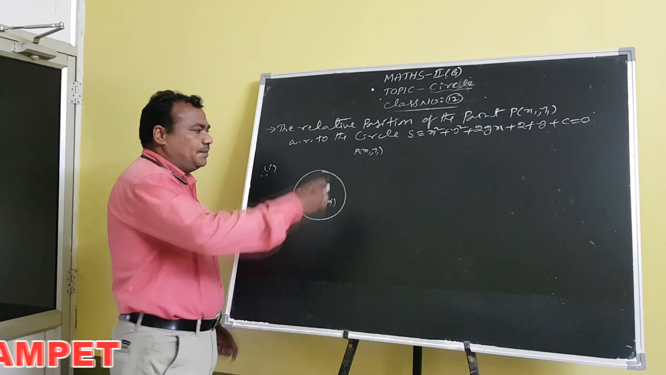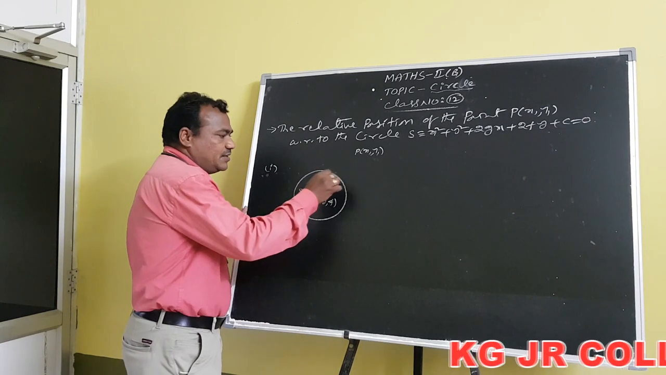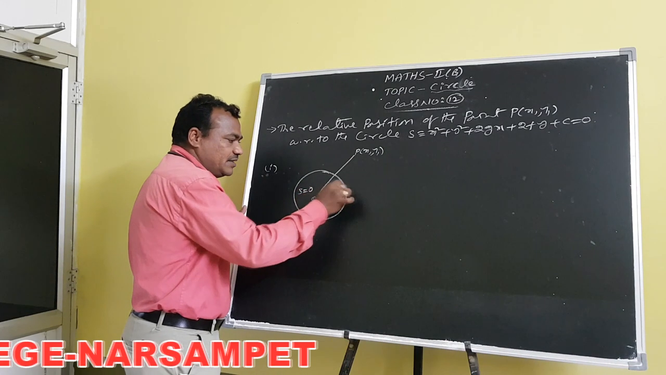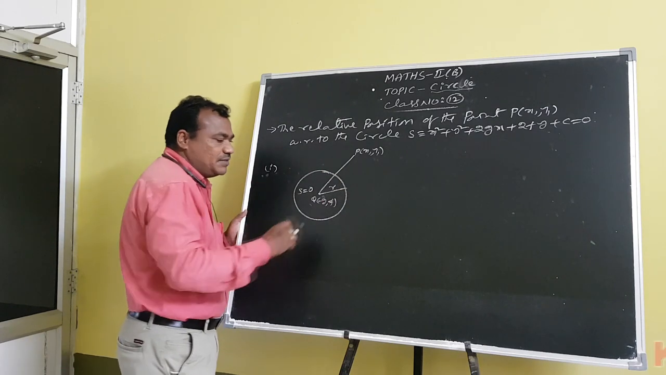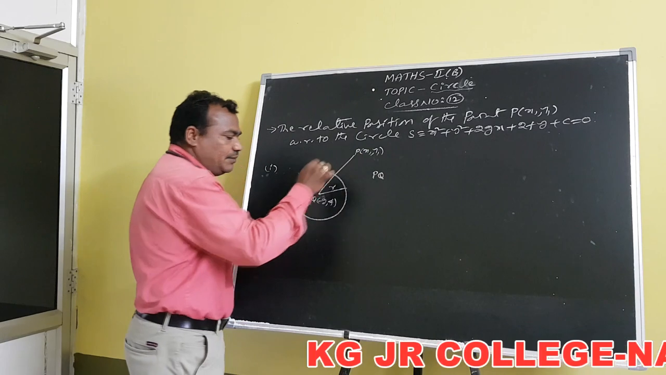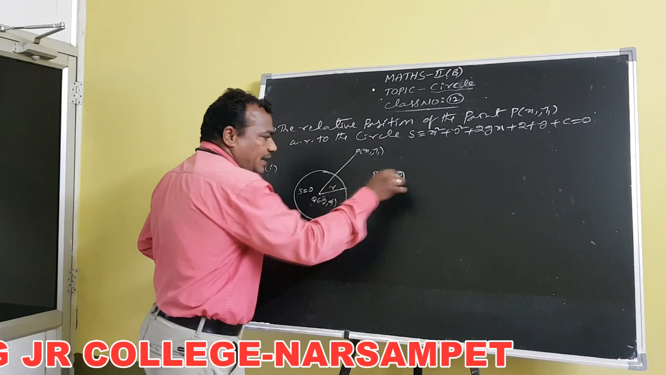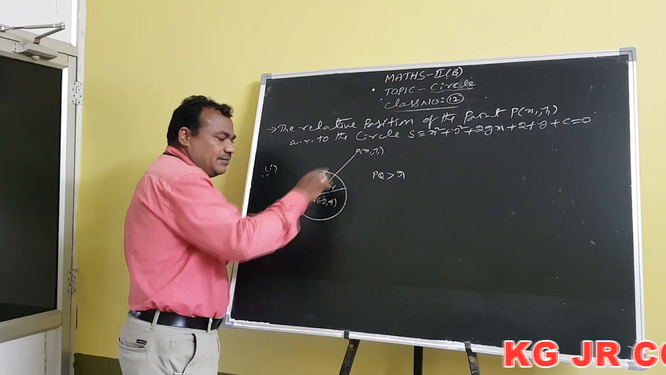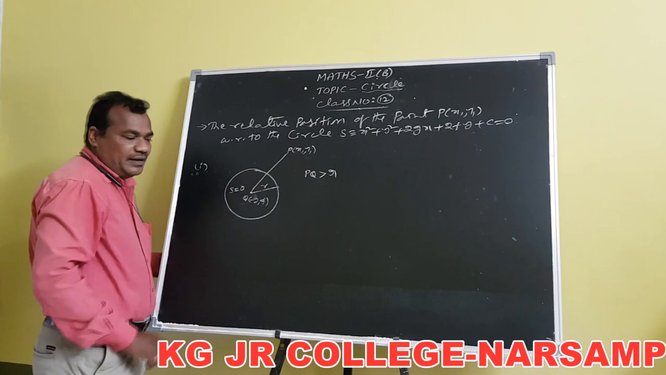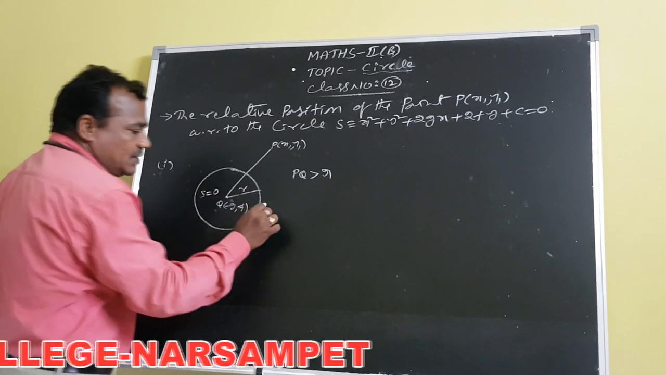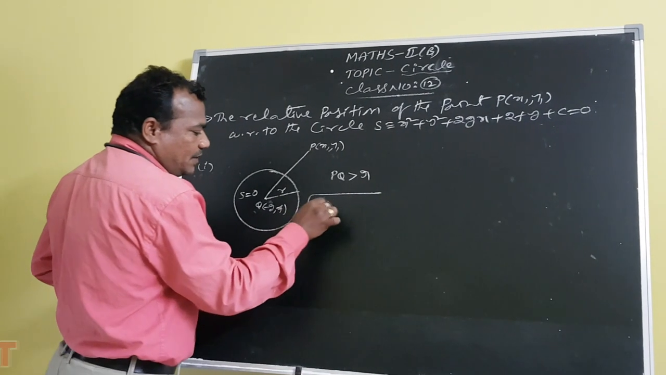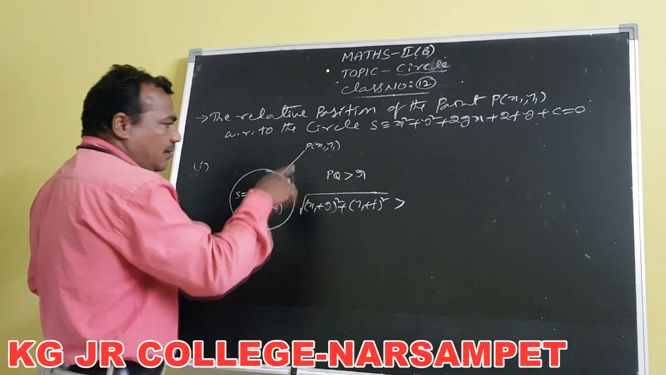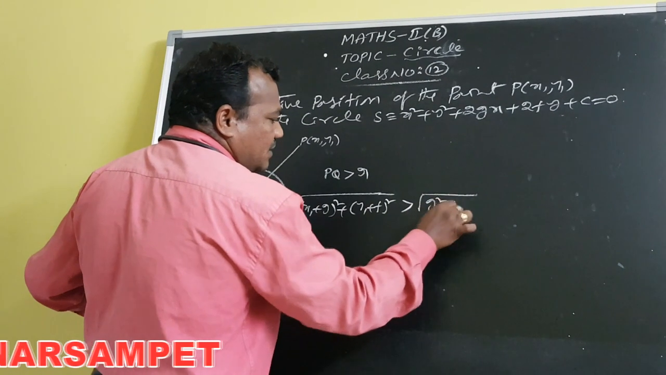We have to find the condition for the point to lie exterior to the circle. Here we observe this is the distance between P and Q, and this is the radius of the circle. In this figure, the distance between P and Q is greater than the radius of the circle. Here PQ is greater than R. PQ, the distance between P and Q, is given by the square root of (x1 plus g) whole square plus (y1 plus f) whole square, which is greater than R. R is the square root of g square plus f square minus c.